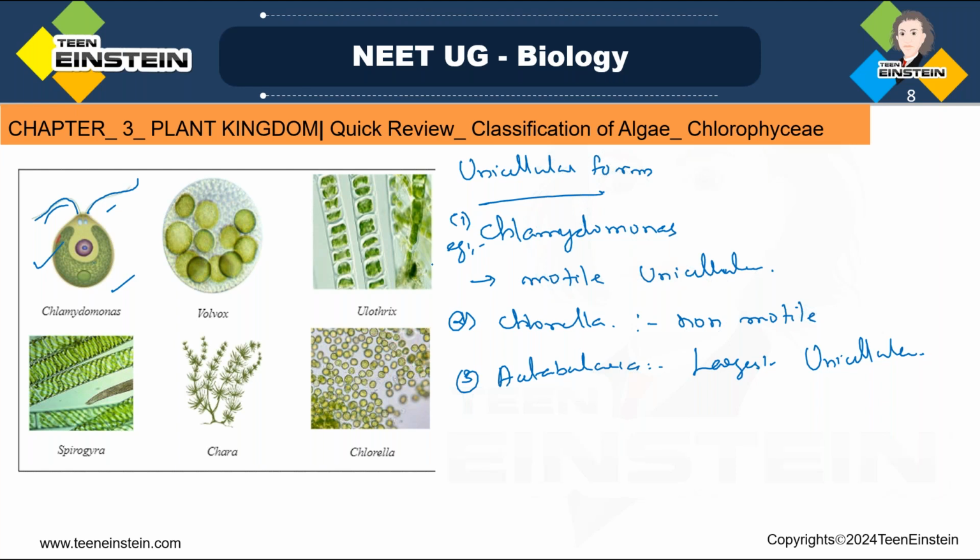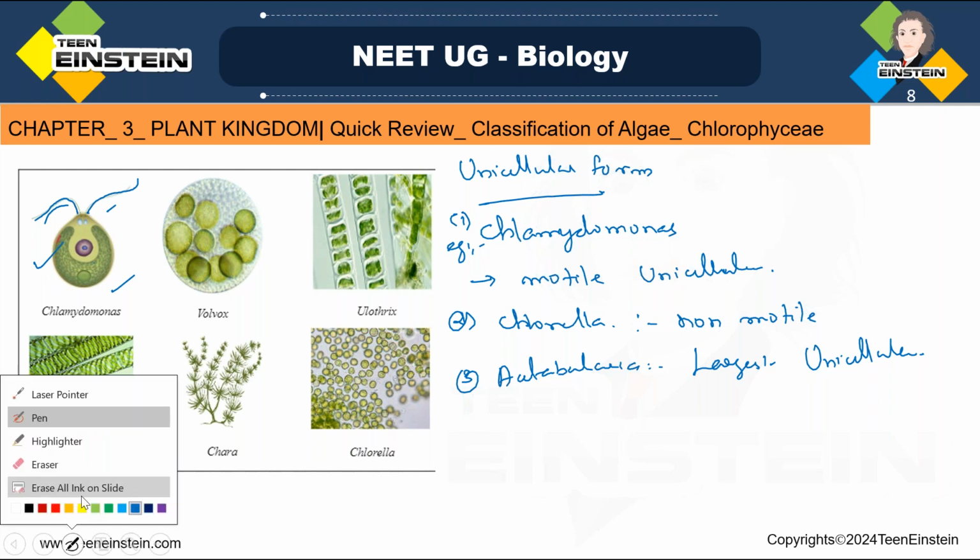But the life cycle of these algae is similar to green algae. So they are placed in Plantae, that's why they are placed in the plant kingdom. Otherwise, they would have been placed in kingdom Protista. Due to the life cycle similarity, they are placed in algae. Right? So here you have learned about the unicellular form.